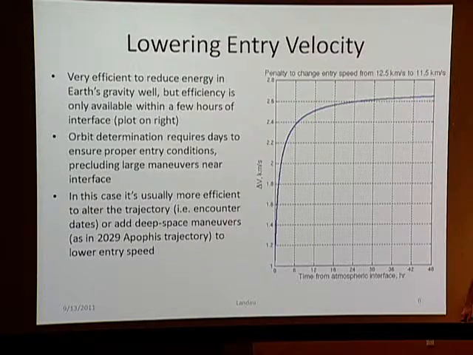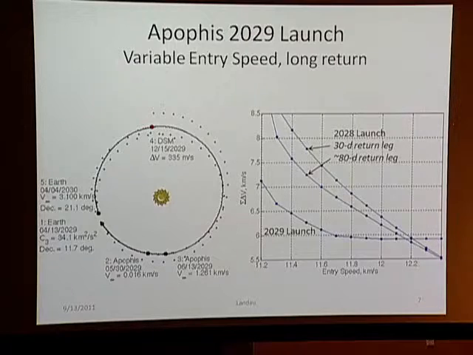So we sort of designed the slowdown maneuvers to happen several days before Earth interface, when we're sort of doing these simple conic trajectories. However, instead of doing it right before Earth interface for a lot of different trajectories, it's actually more delta V optimal to put in a deep space maneuver.